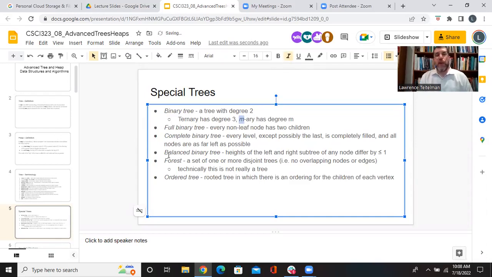Okay, we have a full binary tree. Here we have some terminology that is sometimes confused. Every non-leaf node has 2 children. Or we can have a complete binary tree, where everything is completely filled and the nodes are as far left as possible. So how are the full and the complete different? With the full, a node could potentially have 1 child as long as it's the leftmost one.